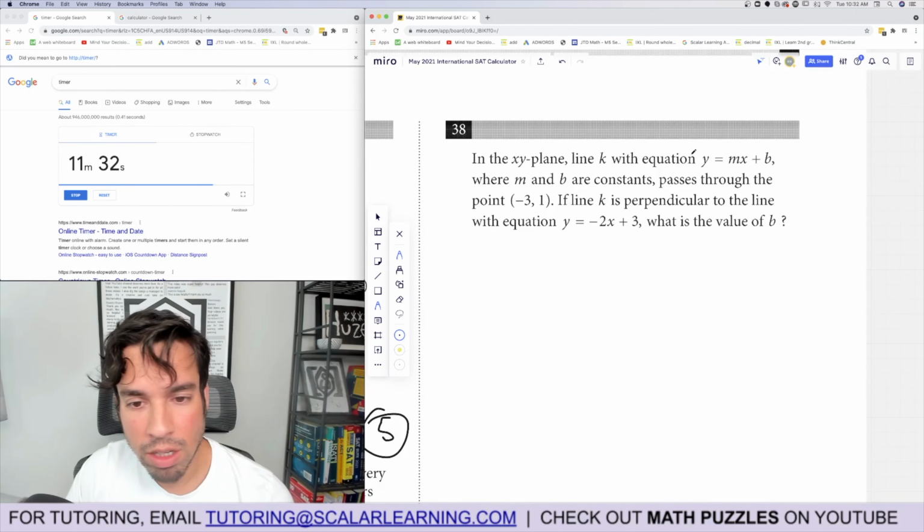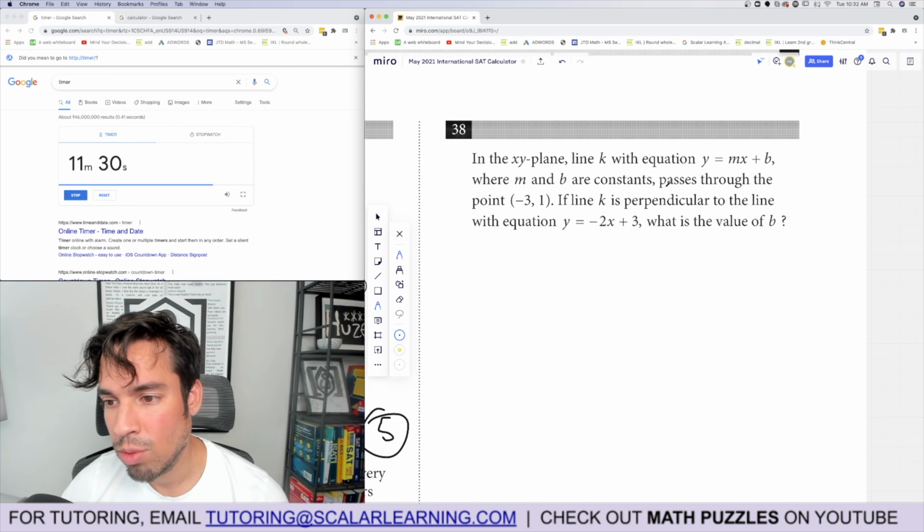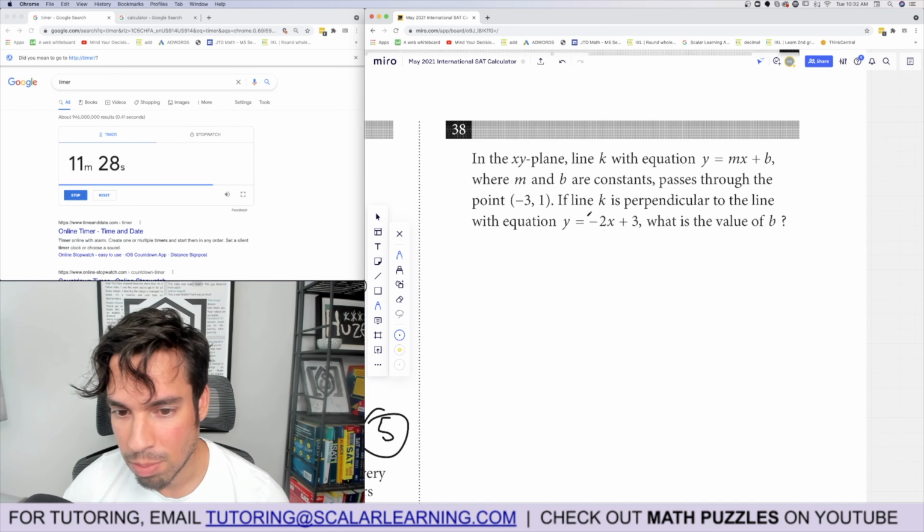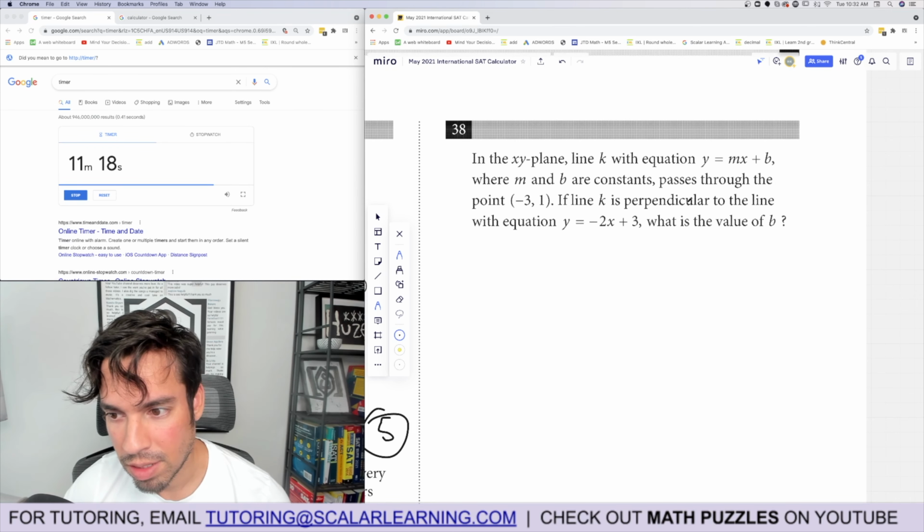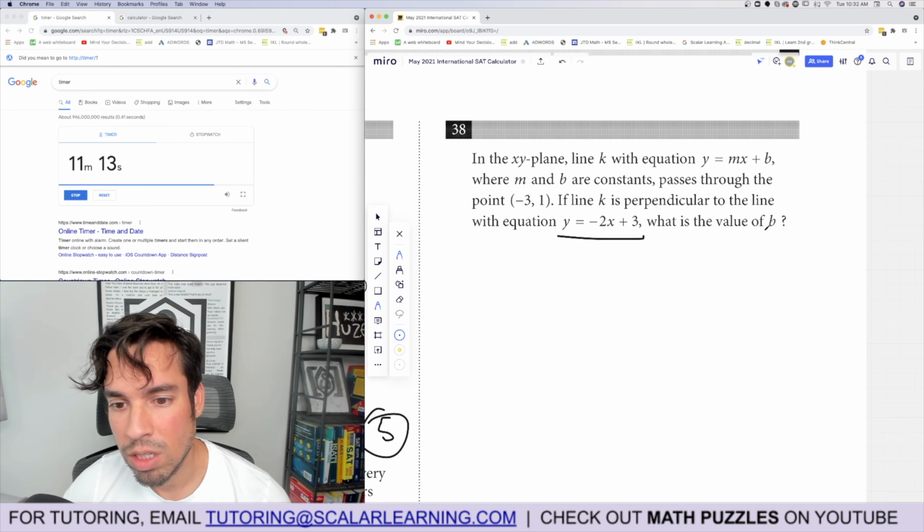Final question, 11 minutes to go, 11 and a half. In the XY plane, line K with equation y equals mx plus b, where m and b are constants, passes through the point negative 3, 1. Passes through the point negative 3, 1. If line K is perpendicular to the line with equation this, what is the value of b?